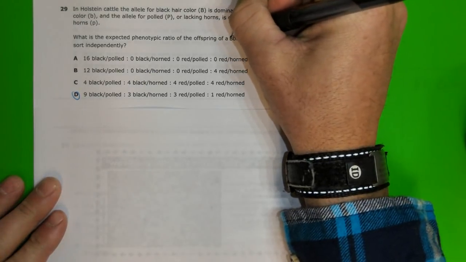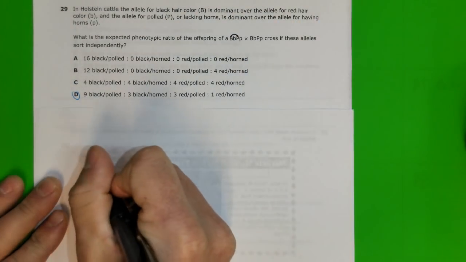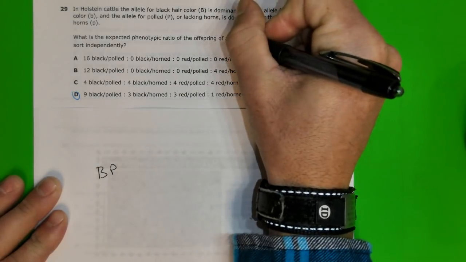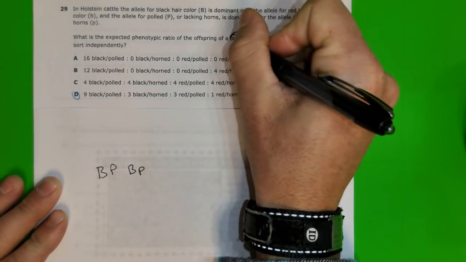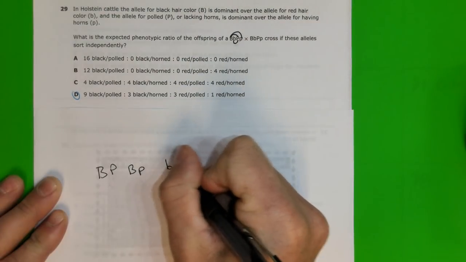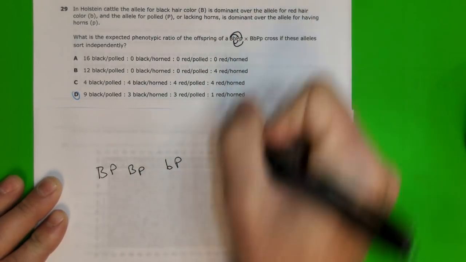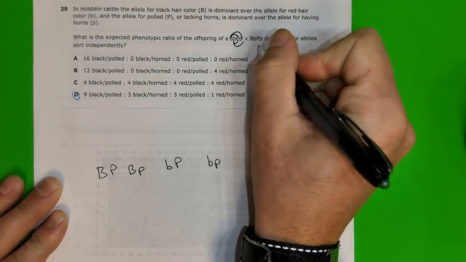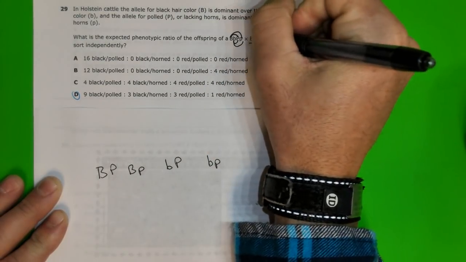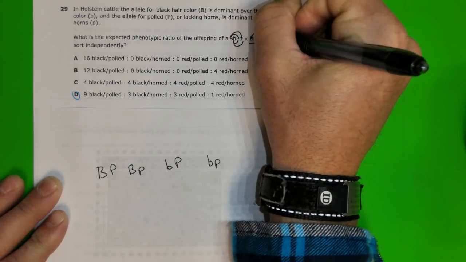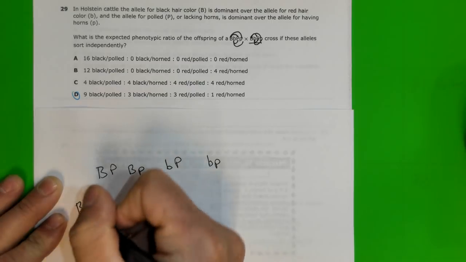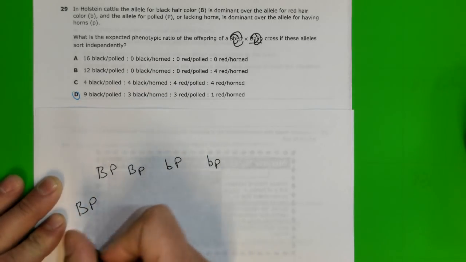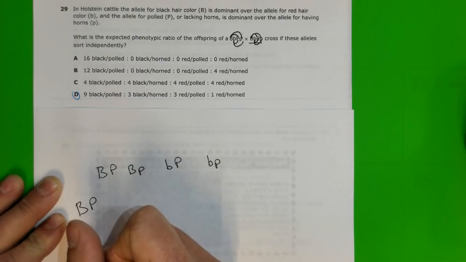So this big B and this big P are going to pair up. Then you're going to go big P to little p, then little b to big P, little b to little p, and then you do the same FOIL method over here. You do first, outside, inside, last. So then we're going to do big B, big P. So both of these are heterozygous, remember, because heterozygous means different.